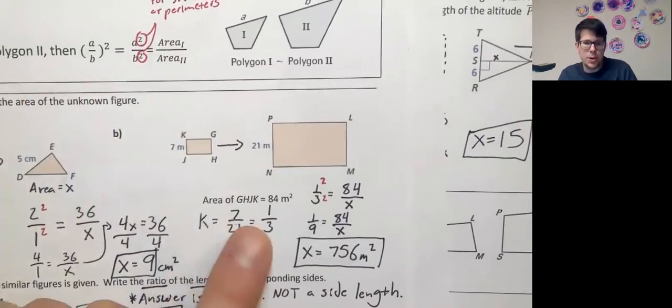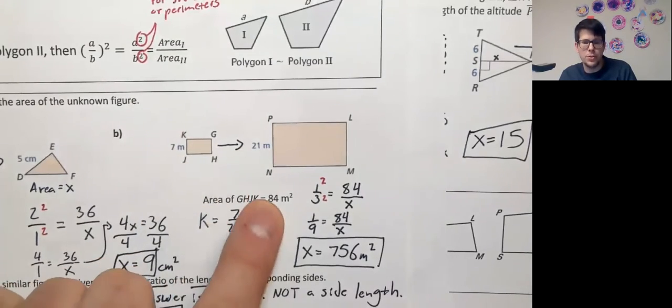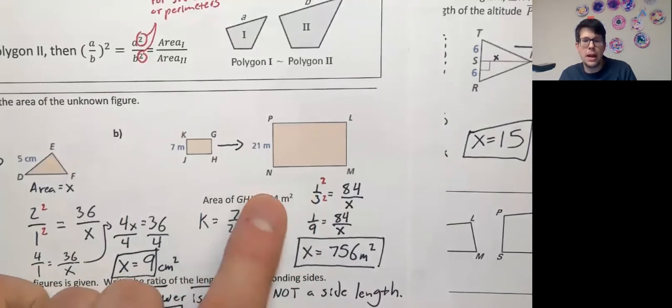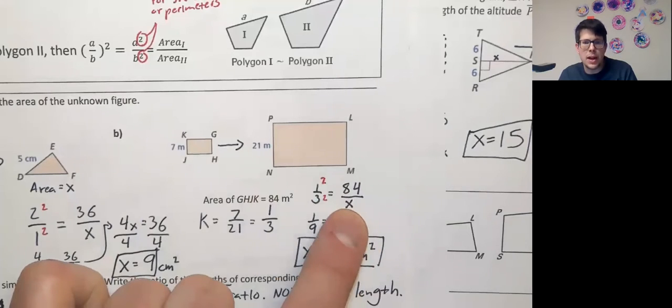Similar type situation, we're going to start off with our scale factor based off of our side lengths, which is 7/21, and reduces down to 1/3. Then I'm going to set up a proportion with my 1/3 and my areas. So I'm going to have my 84 and I'm going to have my mystery side length right here. Don't forget about your powers of 2.